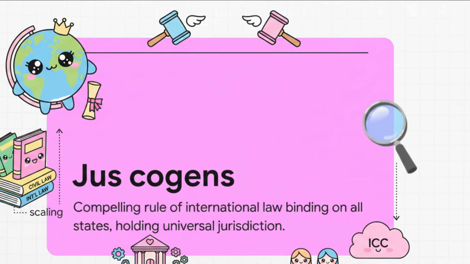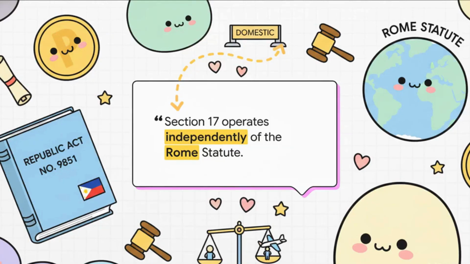Their stance is that the state is legally bound to cooperate in prosecuting these core international crimes, and that obligation exists completely independent of whether they are an active member of the Rome Statute or not. To bridge the gap between international law and domestic enforcement, the OSG points straight to Republic Act No. 9851. That's the Philippine law that penalizes crimes against international humanitarian law.